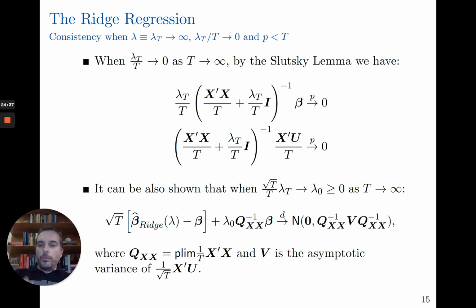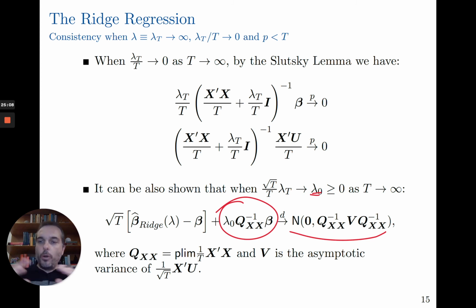And we can also show what the distribution of the ridge is if square root T over T times lambda converges to a constant. So lambda does not diverge, okay? And T goes to infinity. So beta ridge will be biased. This is the bias. But the de-biased estimator will converge to a Gaussian random variable.